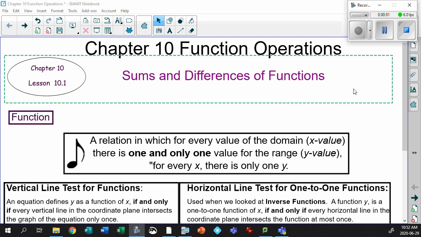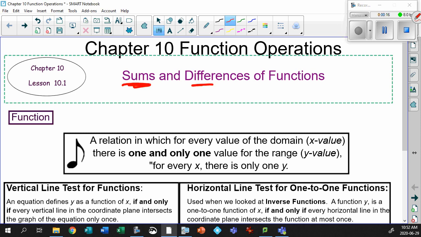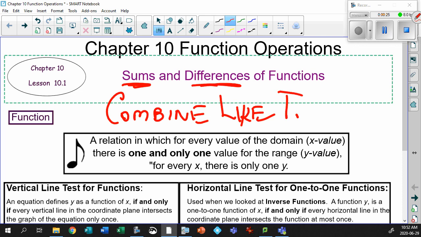Time to look at a real fun chapter. This is called function operations. Surprisingly, the first few lessons here build on grade 9 math. Well, that's really nice because you're going to sum and difference, which is basically combining like terms. Yeah, you know how to do that. But now we're going to take it up to the math 30-1 level.